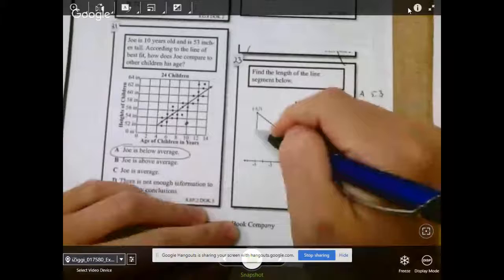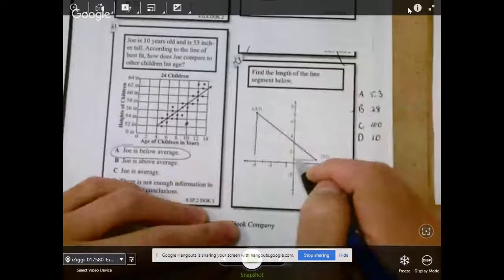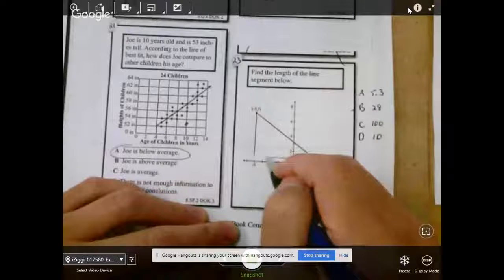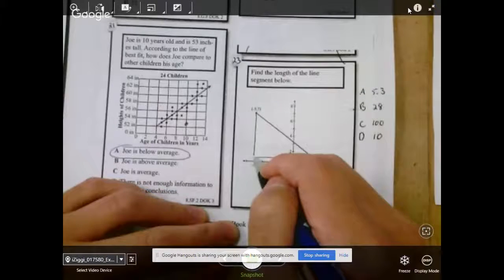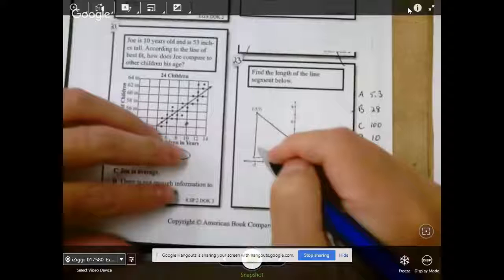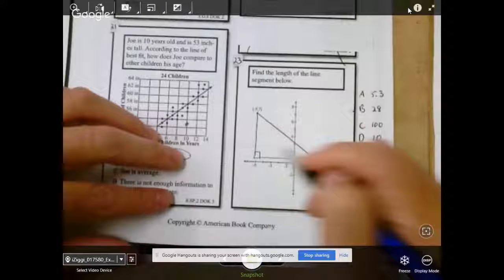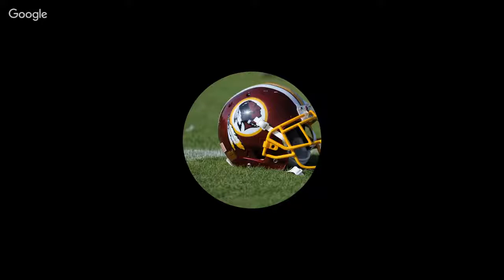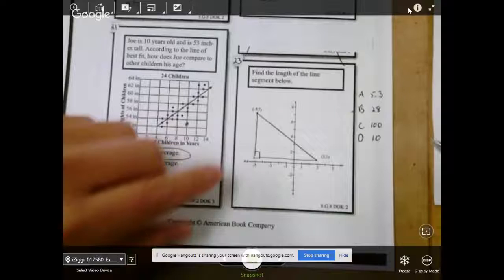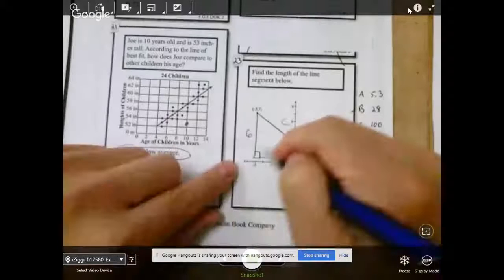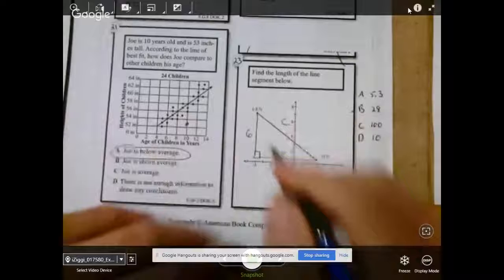the Pythagorean theorem because we can make a right angle right there. See how tall this is: 1, 2, 3, 4, 5. So this is 6. And then let's see how long it is here: 1, 2, 3, 4, 5, 6, 7, 8. So this is 8. Looking for C, opposite of the right angle. This is A and this is B. So A squared plus B squared equals C squared.